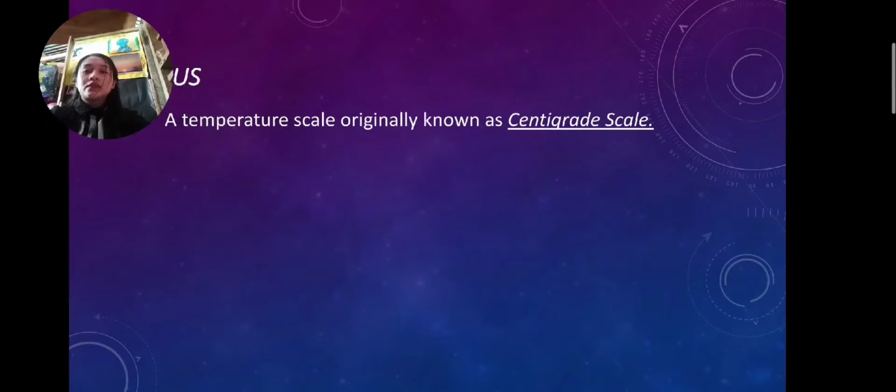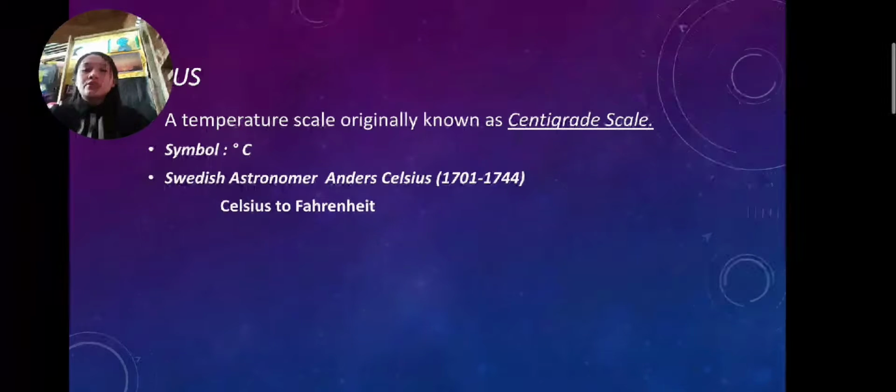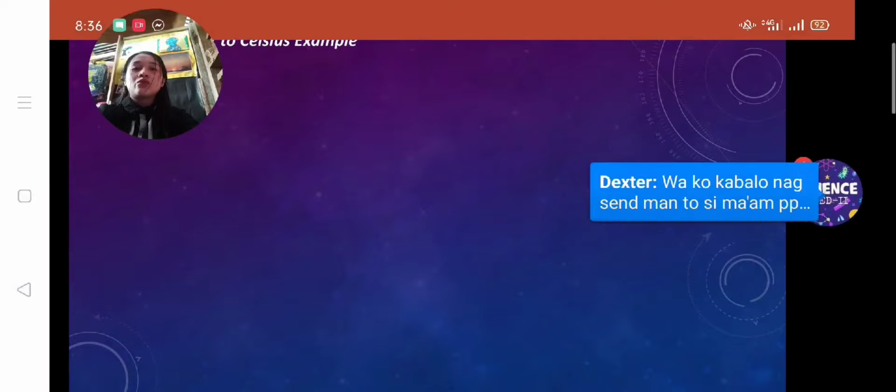The Celsius is the temperature scale originally known as the centigrade scale, with a symbol of degree denoted by C, by the Swedish astronomer Anders Celsius, 1701 to 1744. The Celsius to Fahrenheit formula is the temperature Fahrenheit equals 9/5 Tc plus 32. So we have examples about Fahrenheit to Celsius.